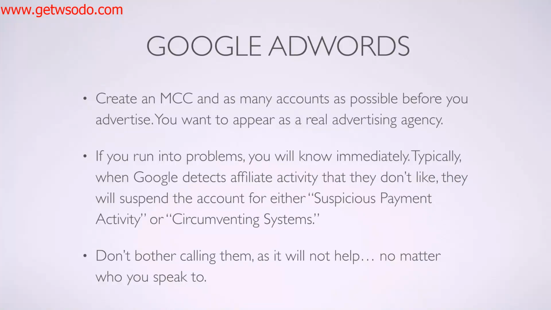If you do run into problems, you are going to know it immediately on Google. Typically, when Google detects any affiliate activity that they don't like, they're going to either throw the account into manual review for 3 to 5 days, or they are going to immediately suspend the account for either suspicious payment activity or circumventing systems. They're never going to tell you the exact reason as to why they banned you. Google is one of those companies that does that. Facebook's the same way. They don't want people to know the exact reason, because otherwise they'll just fix it and get around it and keep going.